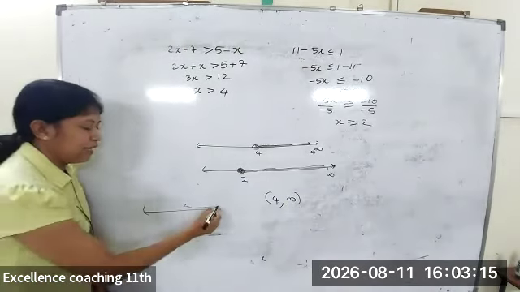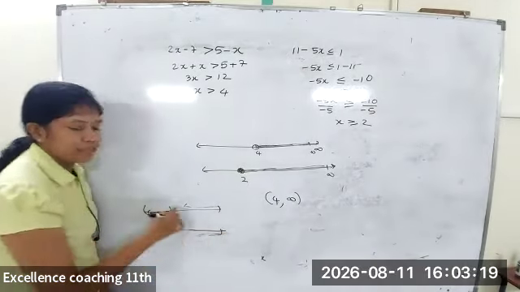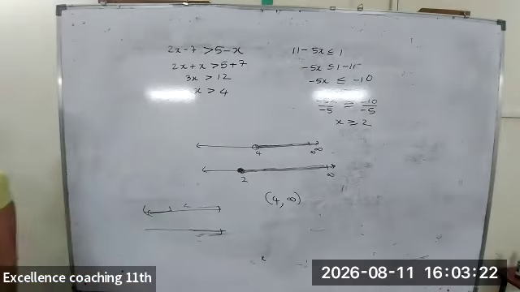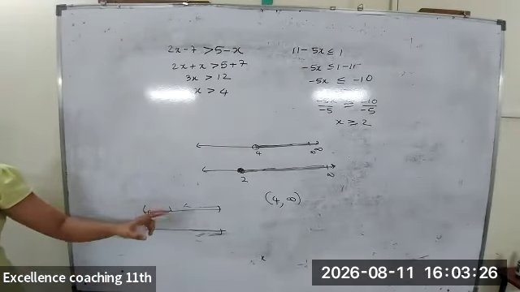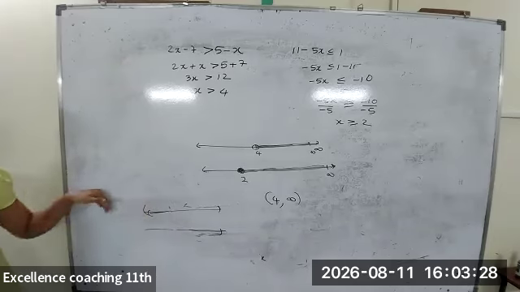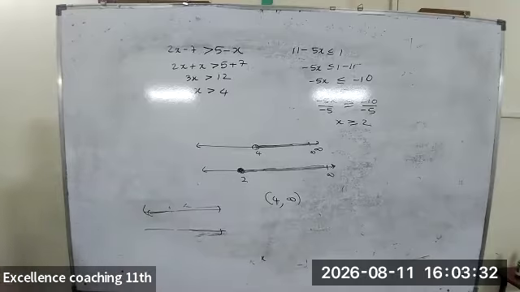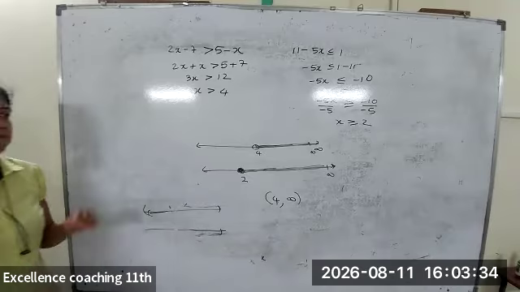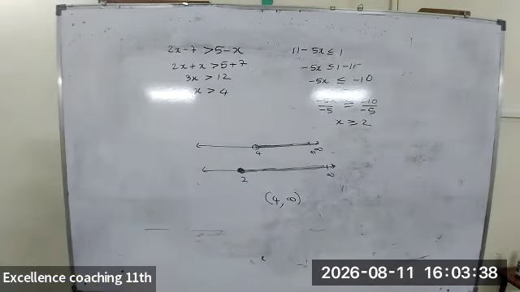Suppose for any reason you are getting a question like this and like this, with nothing common, that would have no solution. If in case any graph you get where there is nothing common, one is going the other side, one is going that side with a lot of gap between them, then that has no solution. Done? So understood how to solve this type of problems? Okay.